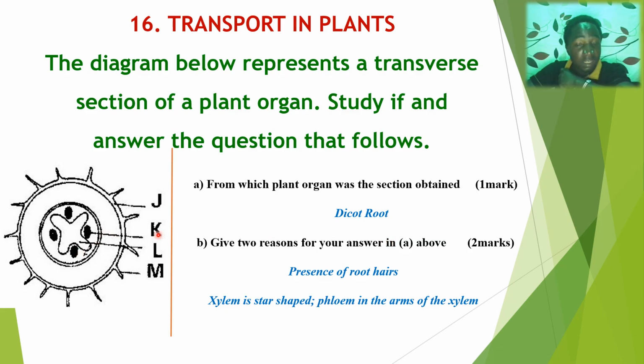This is a root. But now the dicot part. The xylem is star-shaped. Phloem, the arms of the xylem. That is a characteristic now that will distinguish the monocot from the dicot root. Okay, question next.